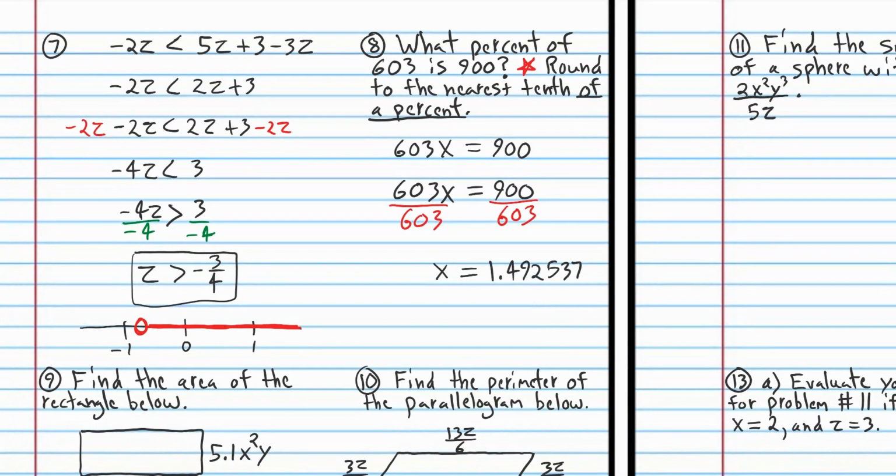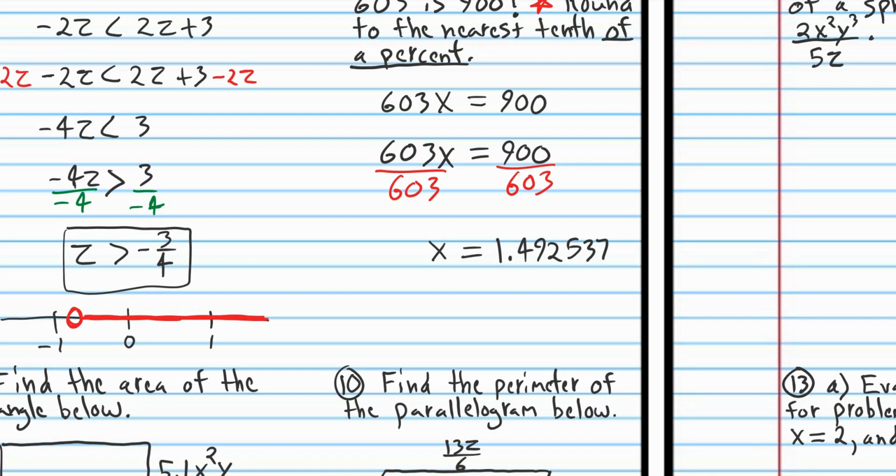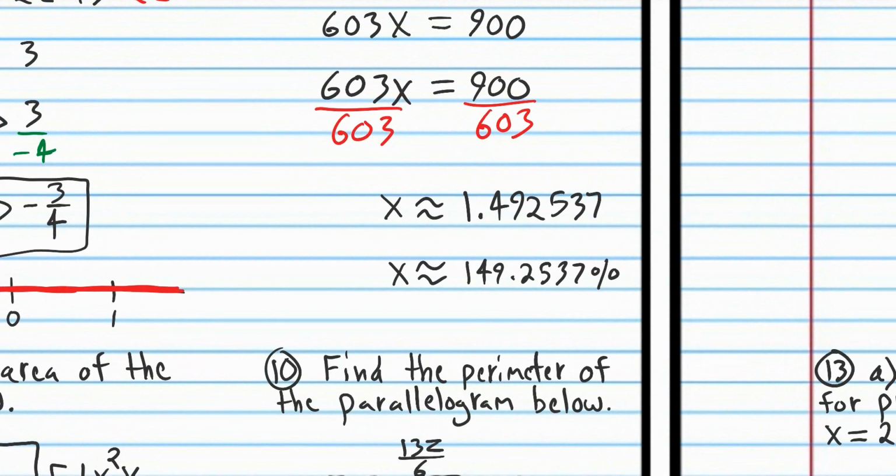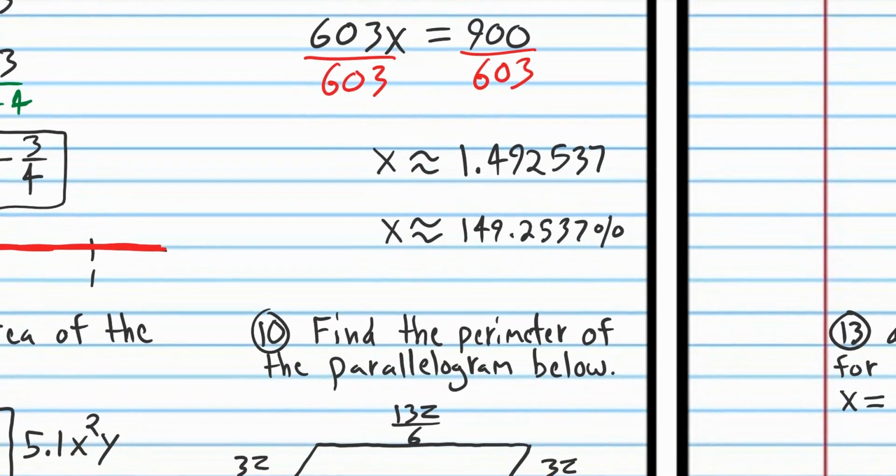So remember, x is a percent. It tells us to round off to the nearest tenth of a percent. So that means you have to change it to a percent first. And by the way, I need to change this to an approximately equal to sign. So let's change it to a percent first. So it becomes 149.2537%. And again, to change from a decimal to a percent, you just move the decimal 2 places to the right. We learned that in the last course.